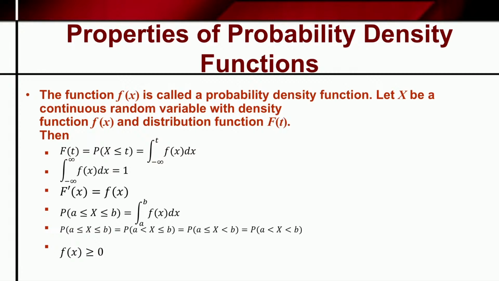If you want to know a probability, this was kind of hinted at with the normal curve, you just compute the integral of the density function. Because density functions are continuous, all 4 of these are the same. So it doesn't matter if you're less than or equal to or just less than. All the same.